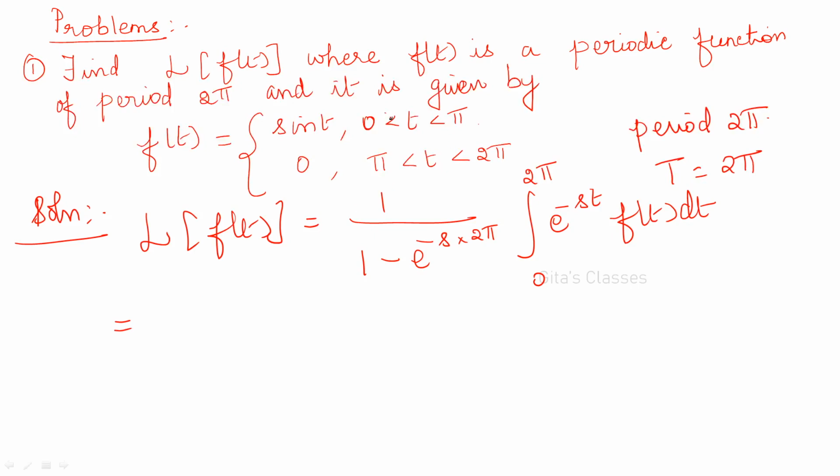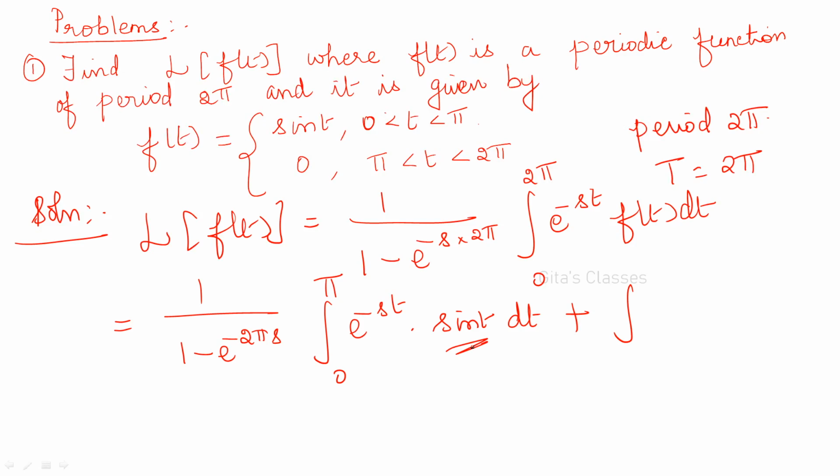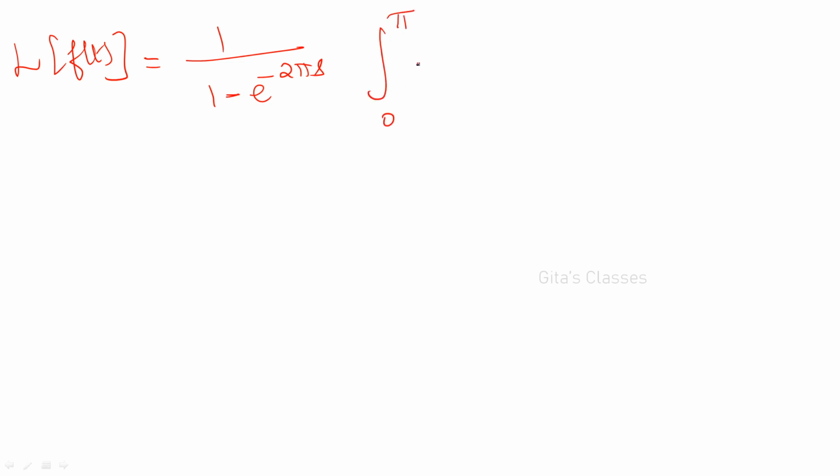This is the formula. Now from 0 to 2 pi, it is not the same definition. 0 to pi, it is defined as sin t, and pi to 2 pi it is 0. So I am going to split it. 1 by 1 minus e power minus 2 pi s into integral 0 to pi e power minus st into sin t dt plus, this is the definition of f of t from 0 to pi, then pi to 2 pi e power minus st into, in this interval, what is the definition of f of t? It is 0, into dt. Therefore, this will get cancelled. This is the only formula: L of f of t is equal to 1 by 1 minus e power minus 2 pi s into integral 0 to pi e power minus st into sin t dt.